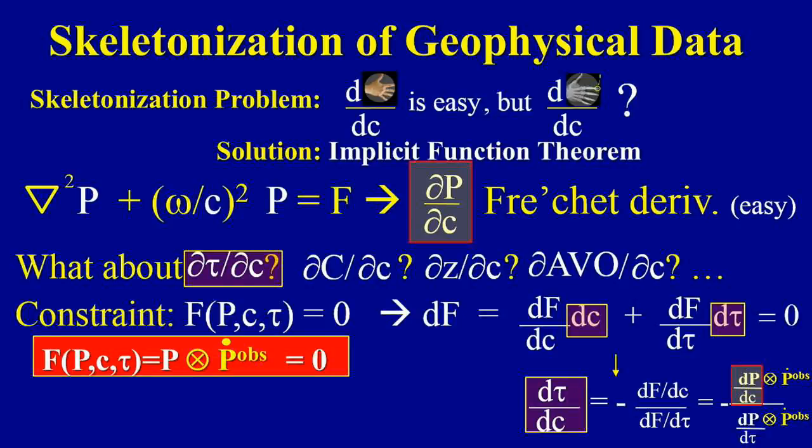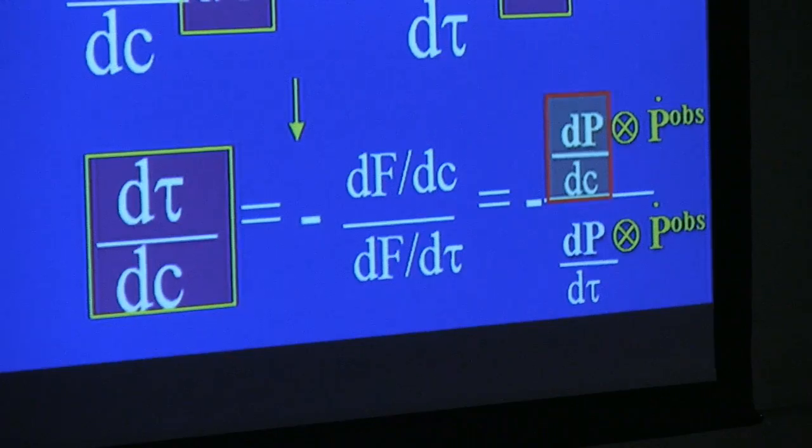This guy is easy because this was our original problem that we can all find the Fréchet derivative of, because we have the fundamental governing equation. And we can use that now to find out what d tau is, even if we don't know what the fundamental governing equation is for tau.